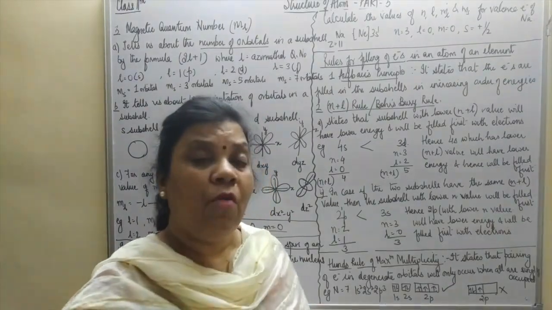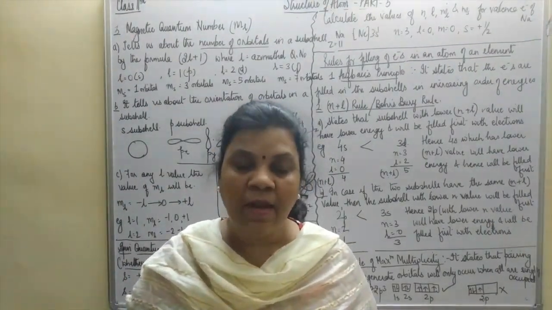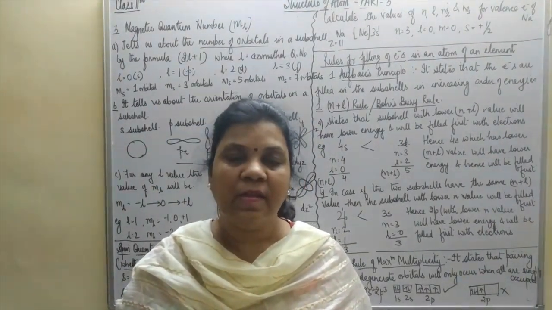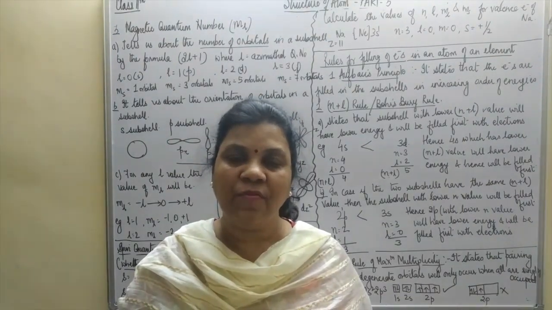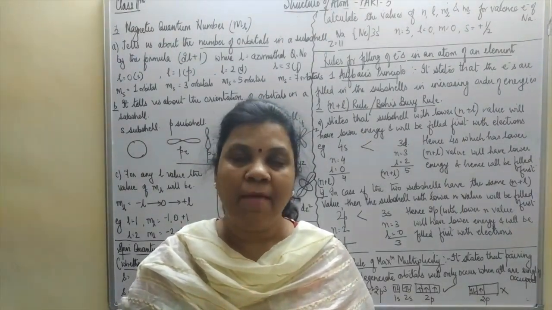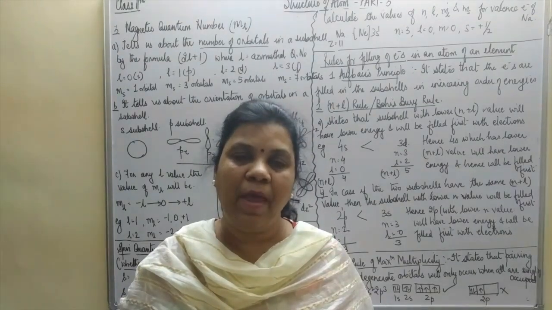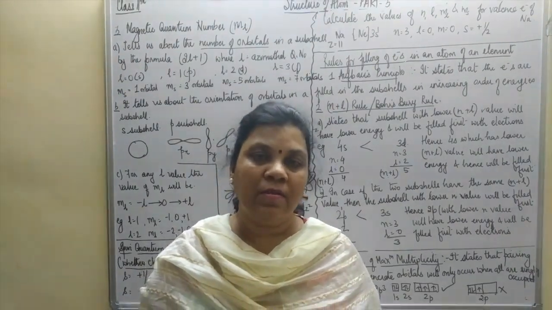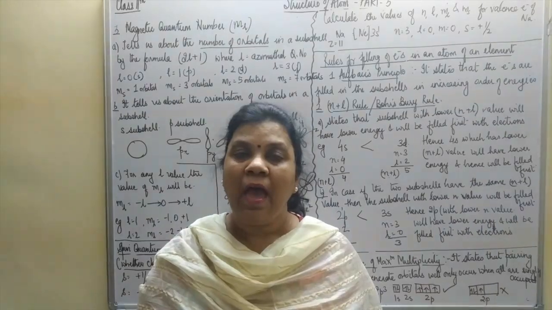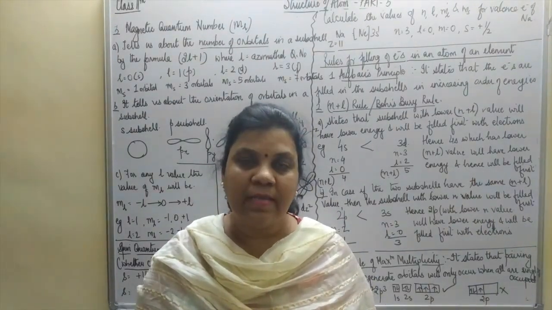So this is Hund's rule, which states that while filling the electrons in degenerate orbitals, first we have to singly fill them with electrons and thereafter the pairing would occur. So this is Hund's rule. And next we will study Pauli's exclusion.